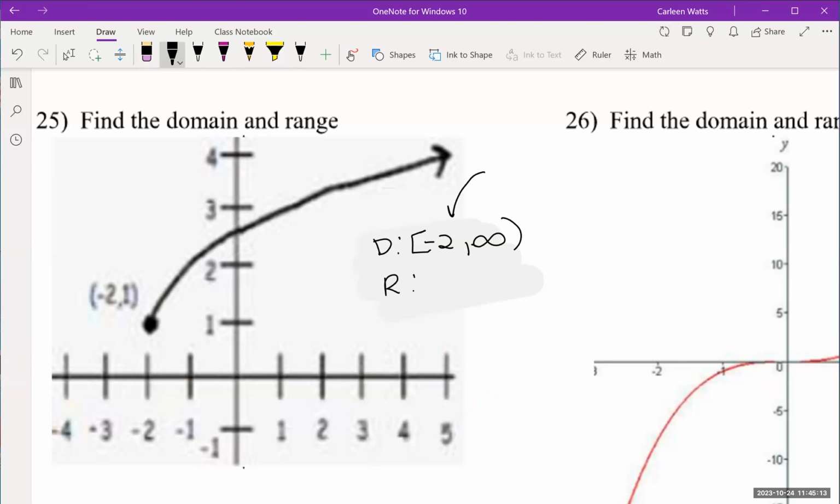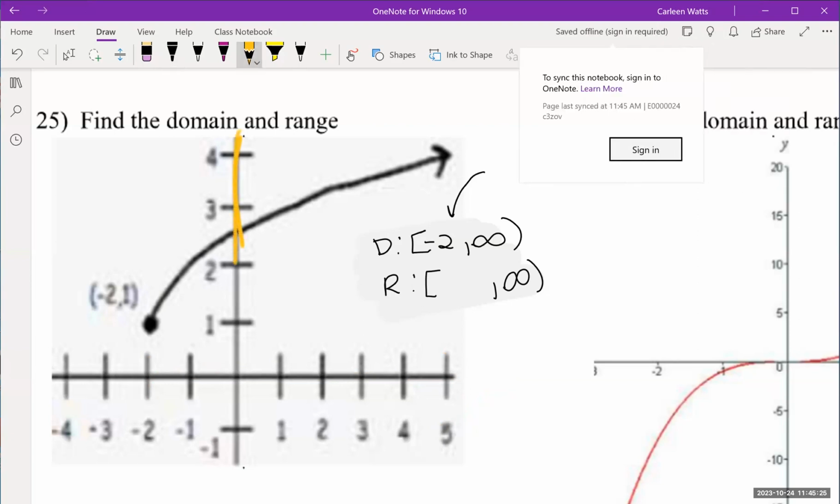Okay, the range. Now we're looking at the Y, and I'll tell you it goes up to infinity. Looking at the Y axis, what is the lowest Y value?